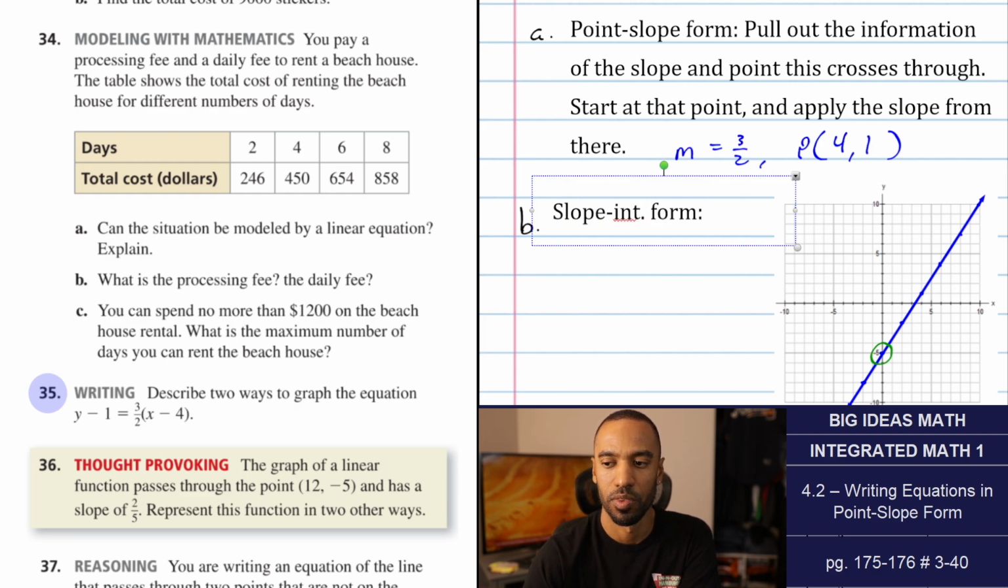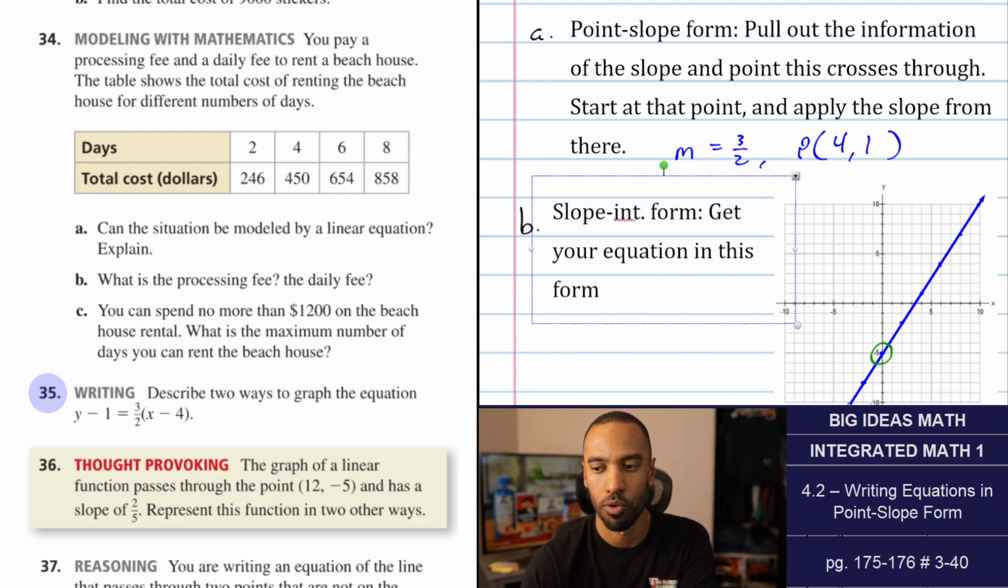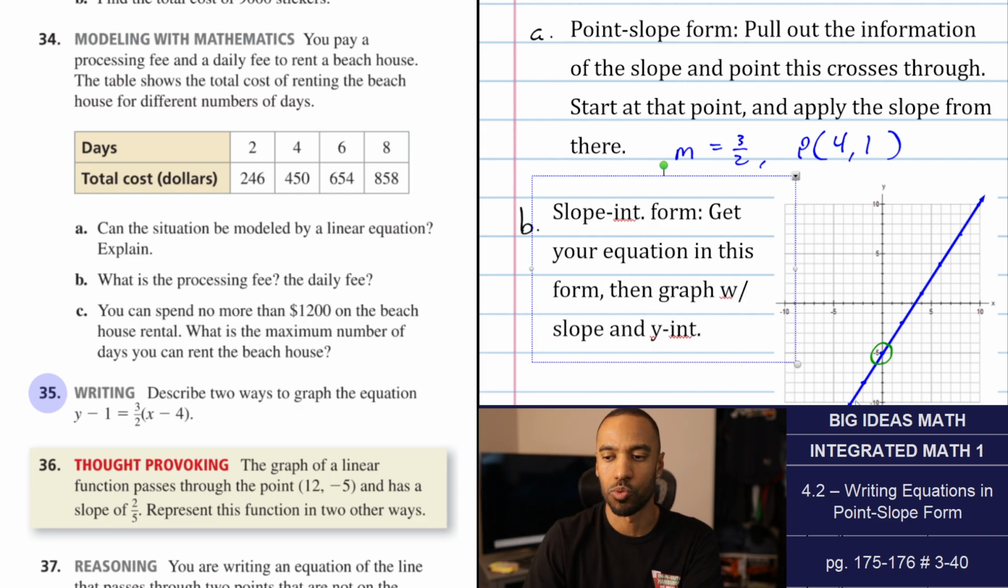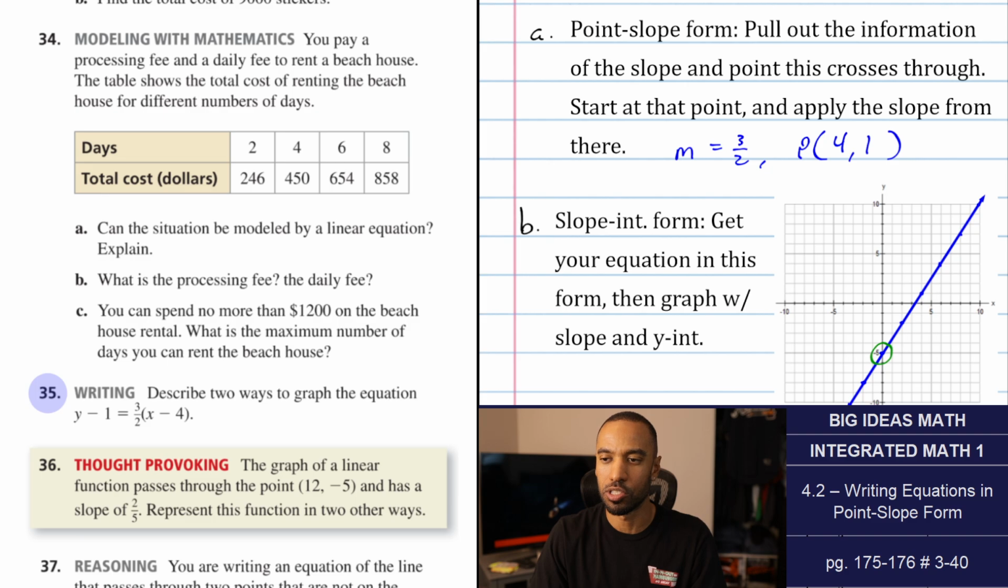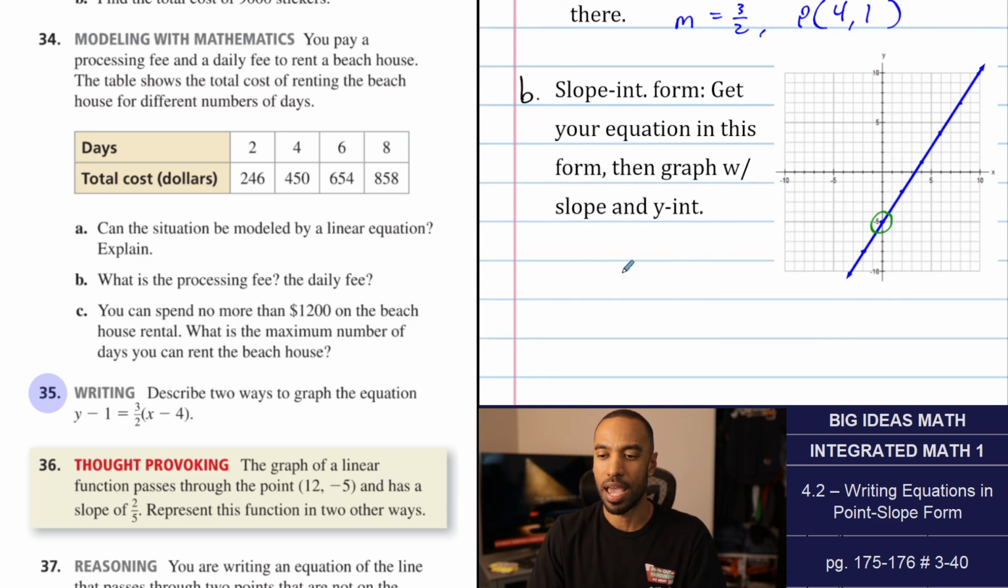Slope-intercept form. Get your equation in this form, then graph with slope and y-intercept, just like we always would. So, how do we get that equation in slope-intercept form? We've been doing it the entire section. y minus 1 equals 3/2 times x minus 4. Let's check it out. y minus 1 equals 3/2.